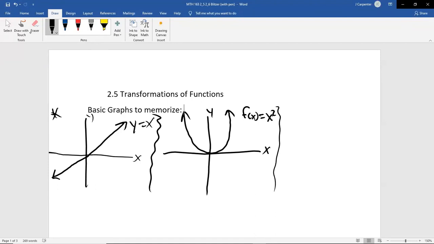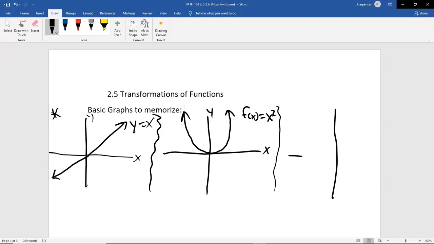Now, again, if you're talking about increasing, decreasing, this thing is decreasing and then increasing because we're only considering ourselves moving right. It's got a domain of negative infinity to infinity. It's got a range of 0 to infinity. But yeah, this basic shape, it kind of looks like a U. Very important to memorize that shape.